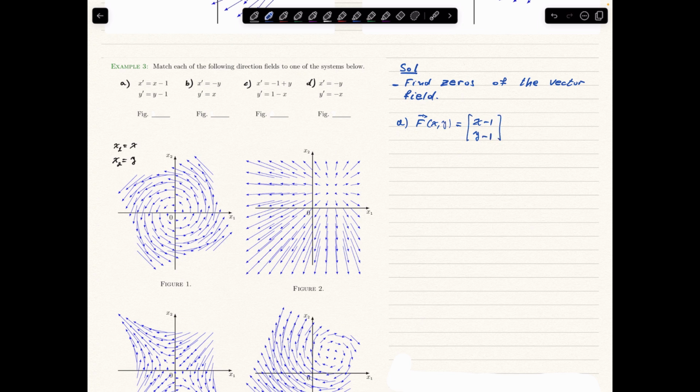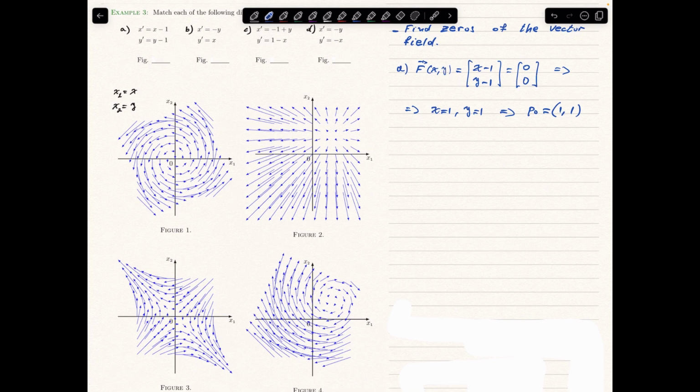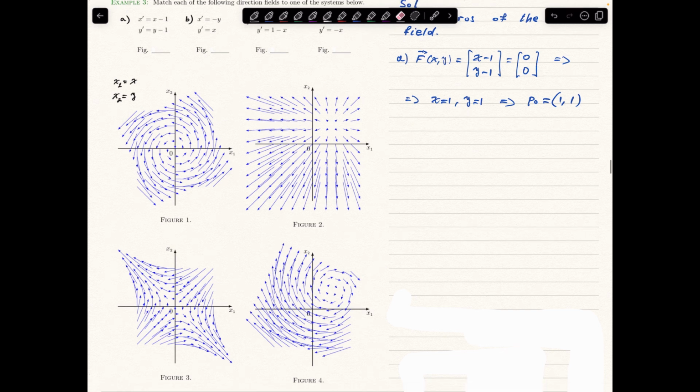Okay, find the zeros means find x and y such that this is 0, 0. Which is kind of simple, because the system is linear. So that means x is equal to 1, y is equal to 1. So there is one point where this vector field vanishes, and this is the point p0 equal 1, 1. Well, clearly the point 1, 1 probably is here. So what I'm trying to say is where these vector fields vanish.